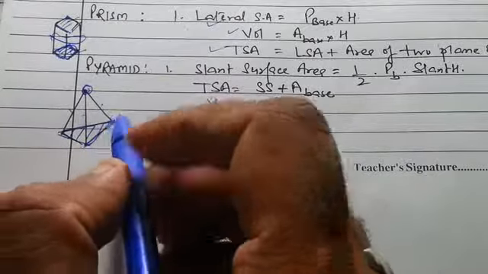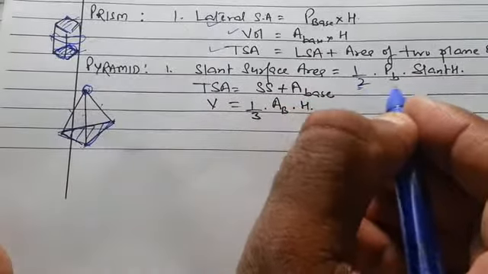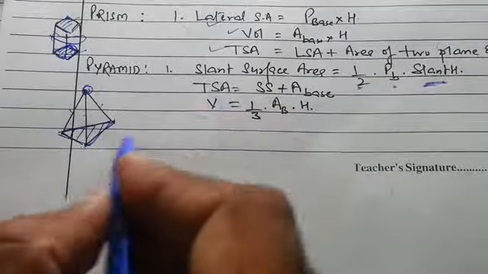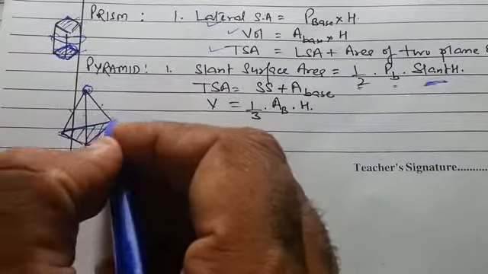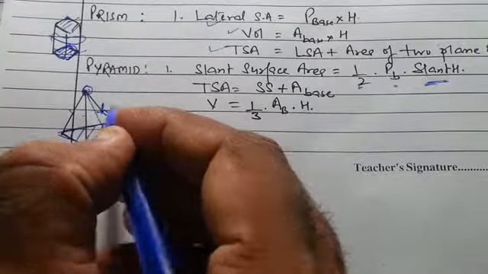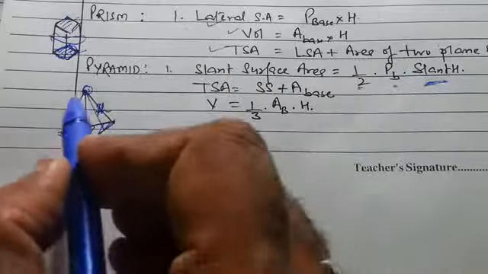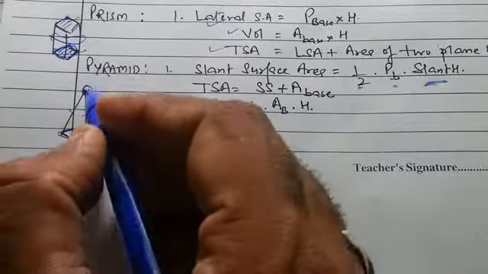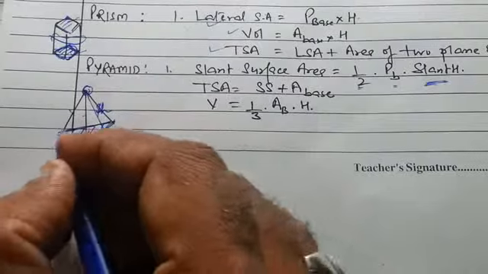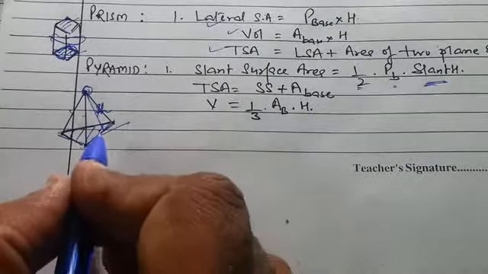So slant surface area is half into perimeter of base into slant height. So half into perimeter of base, we can easily find out perimeter, into this slant height, right? It is sh, you can say slant height. What is total surface area? Total surface area is equal to slant surface area plus area of the base. Again area of the base we can easily find out because it is a regular figure.